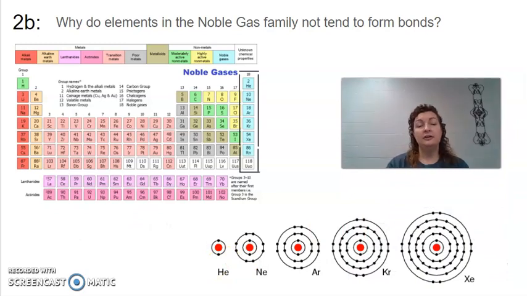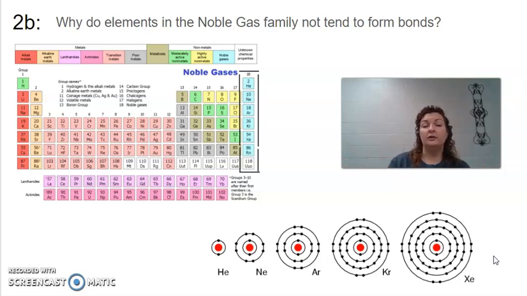Now, next one on here, why do elements in noble gas families not tend to form the bonds with other elements? Noble gas is unreactive, you guys, or it's just not very reactive at all. And that's just because it has a full octet or a full outer shell. So here's some of the elements in the noble gas family, and you can see when we draw out the Bohr diagram, they are stable, they are happy because they have a full octet. There's no reason for them to bond with another element because they don't need to exchange or share electrons in order to be stable.